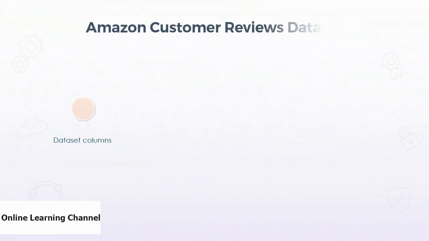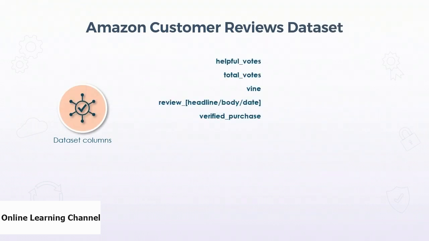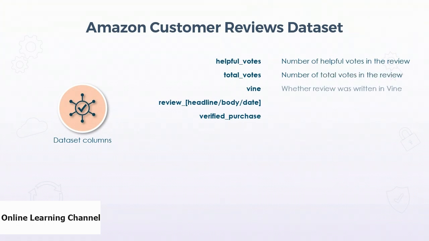Let's see some more column names. First is helpful_votes, which is the number of helpful votes in a review. Then we have total_votes, which is the total number of votes in the review. Then we have vine, which is whether the review was written in the Vine program. Then we have review_body, which is review details, where the actual reviews are stored. And then finally verified_purchase, whether the review was verified or not.